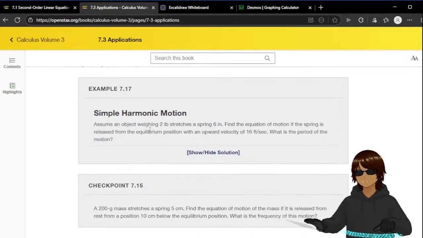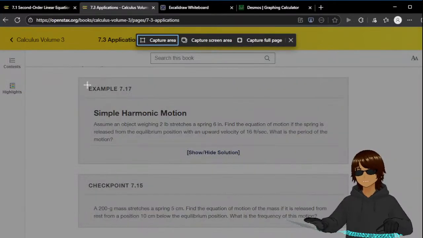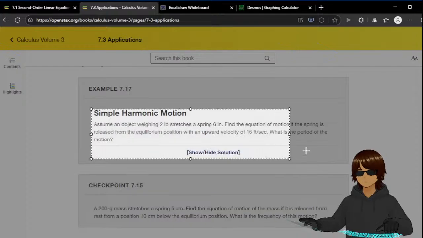Assume an object weighing 2 pounds stretches a spring 6 inches. Find the equation of motion if the spring is released from the equilibrium position with an upward velocity of 16 feet per second. What is the period of the motion? Okay. Let's see. Example 7.17.